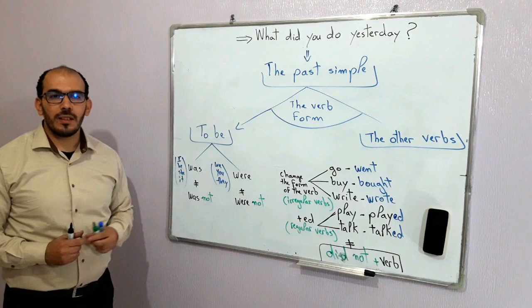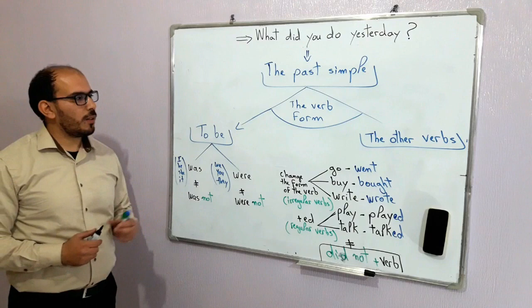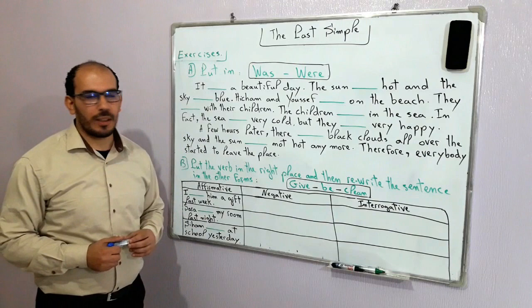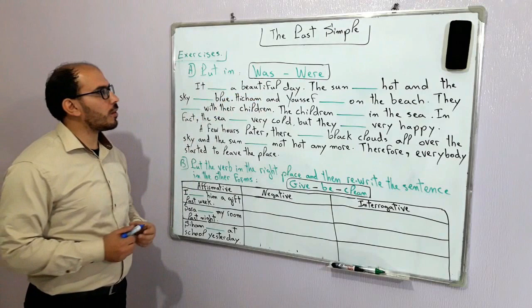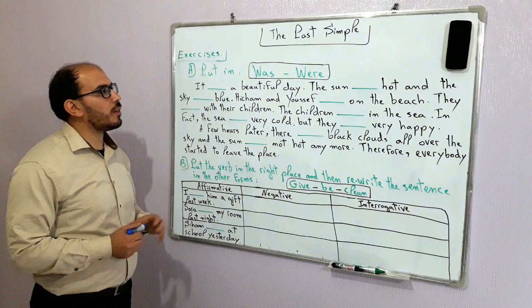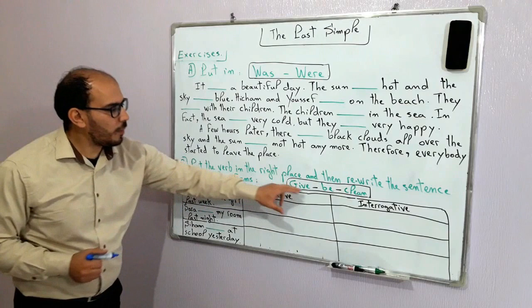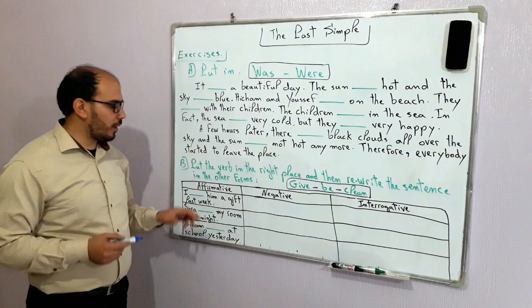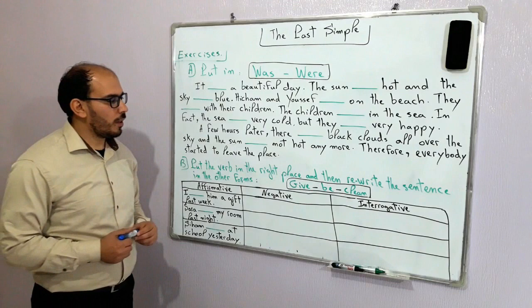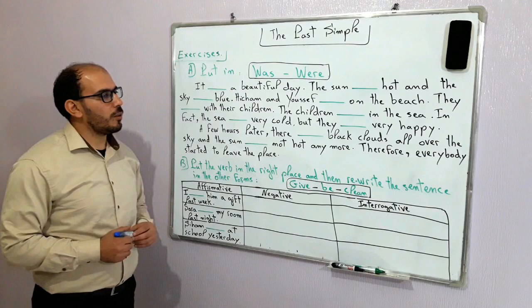To check your understanding, let's move to exercises. We have two exercises. Exercise number one, put in was or were. We are talking about the verb to be in the past. You have to read the text and fill in the blanks with the right choice, either was or were. For the next exercise, you have to put the verbs in the right place. We have three verbs. Then you have to rewrite the sentences in the negative and then in the interrogative form. So you can stop the video and try to answer by yourself, then you can check your answers because I'm going to answer this exercise.